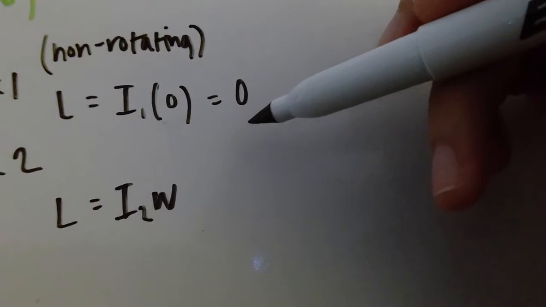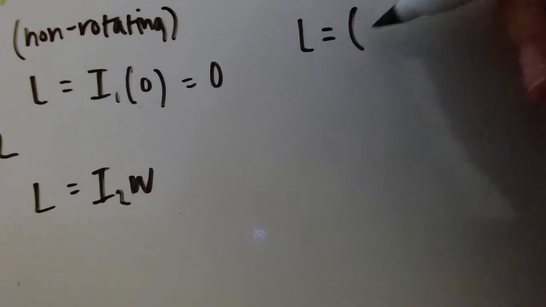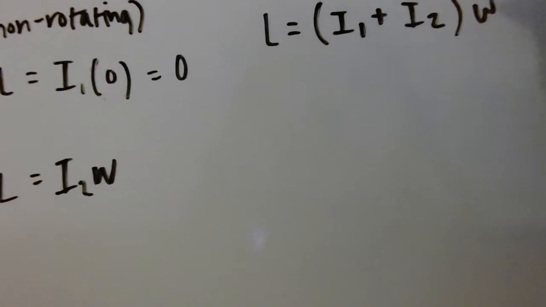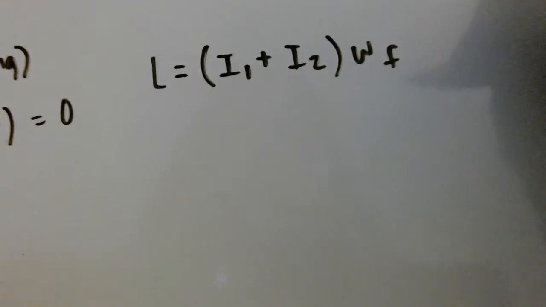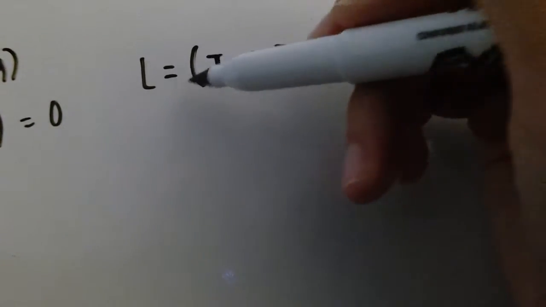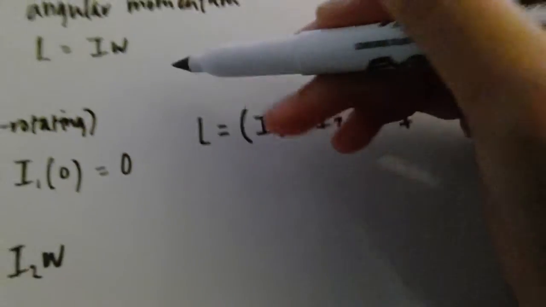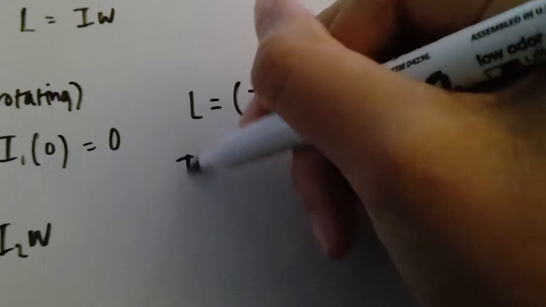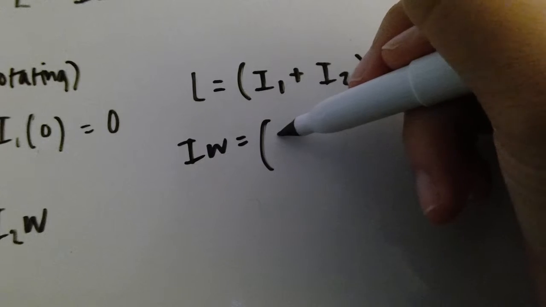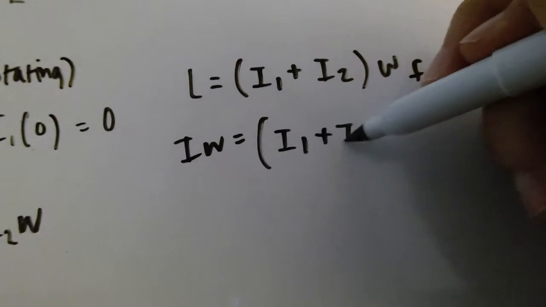And then we want to find the common angular speed of the two disks. So we have to put these two things together. So L equals I1 plus I2, and then the omega will be the final angular velocity. And we can change this L to I omega, because we want to find the final angular velocity of the two disks.